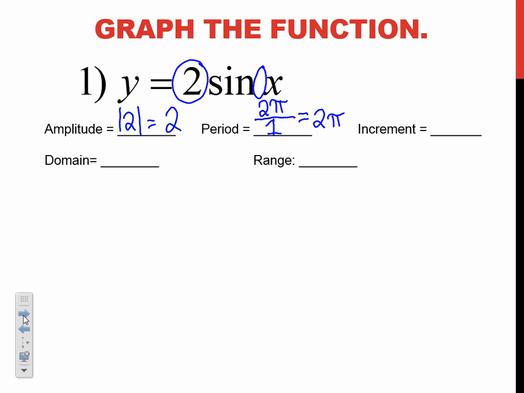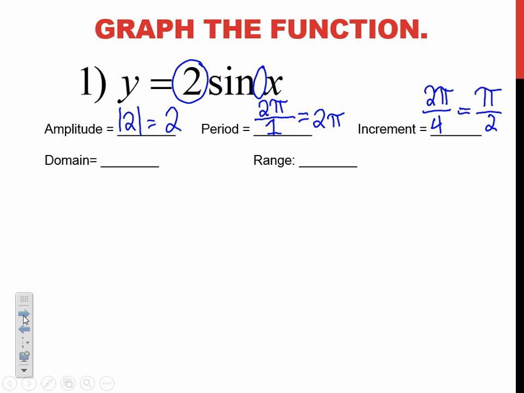So that's our period. Every 2 pi is going to be 1 whole period. Now to find our increment, we're going to take 2 pi divided by 4. Now we're going to simplify. You always have to simplify your increments. So this is going to simplify to pi over 2.